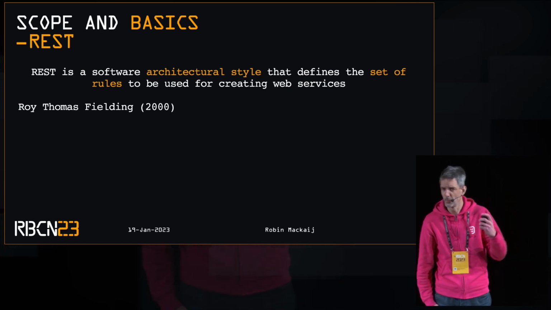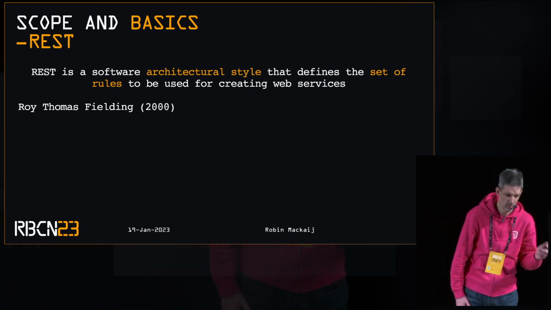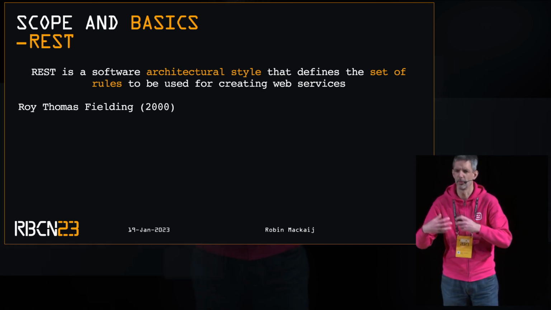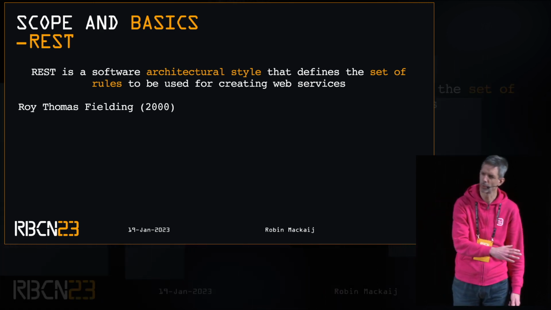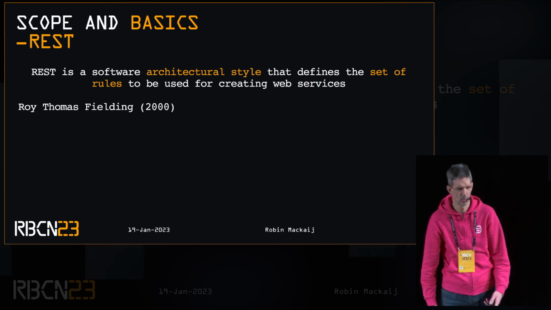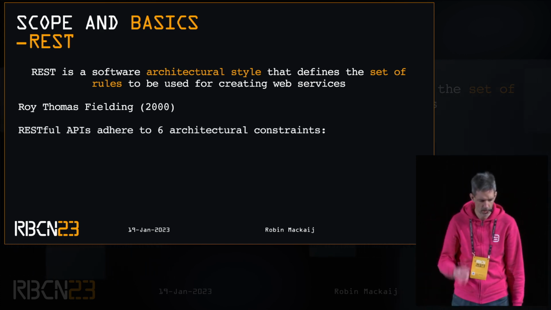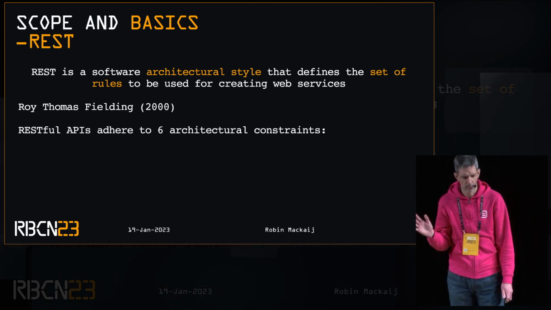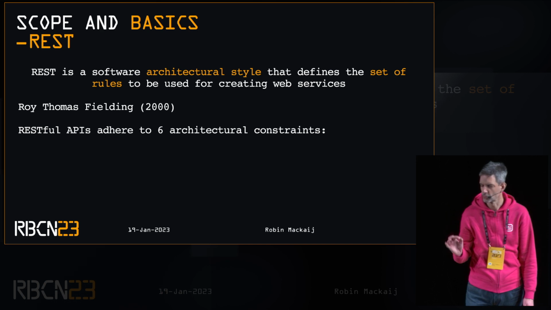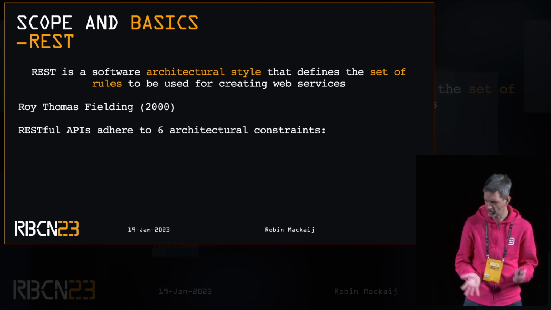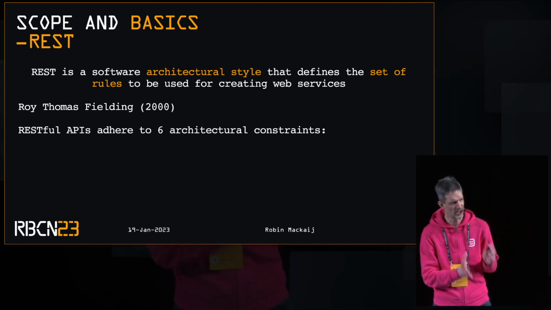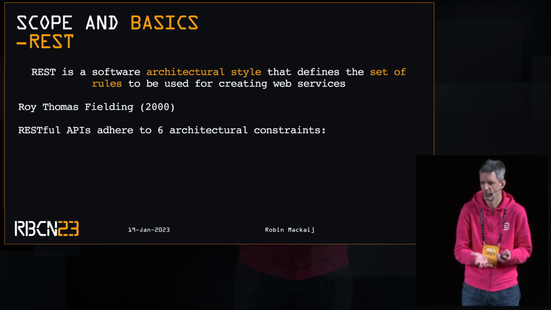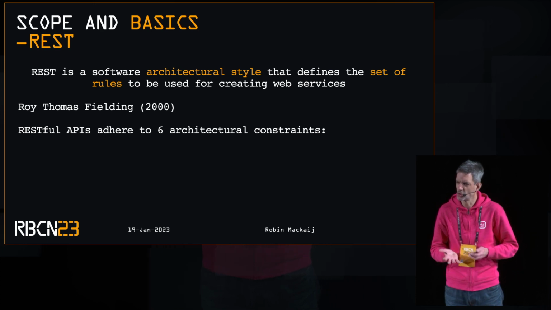If you want to know more about REST, Roy Thomas Fielding put out a paper and does a lot of talks on it. So if you want to research it, Google this man. But what he says is that RESTful APIs adhere to six architectural constraints. So we're talking architecture. How do you design this API of yours, and what boundaries, what rules are there that you should stick to?